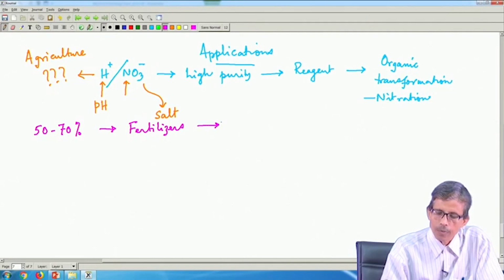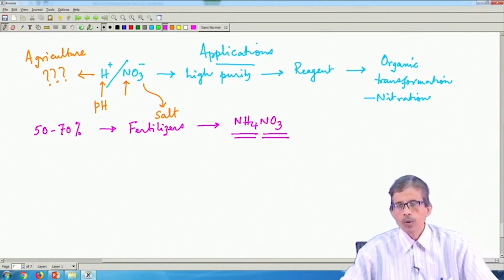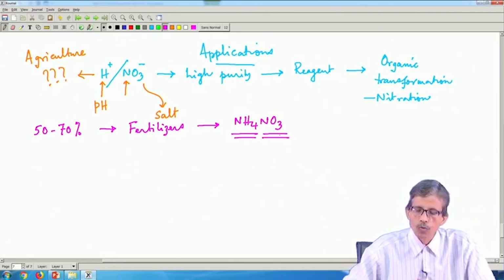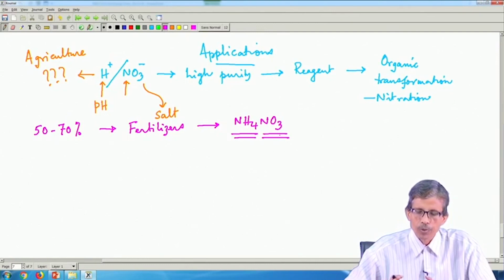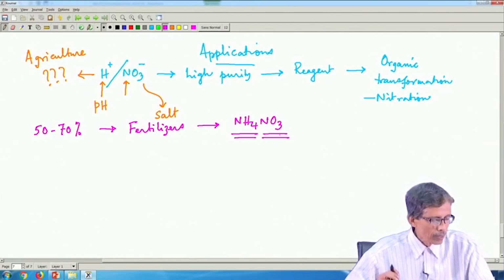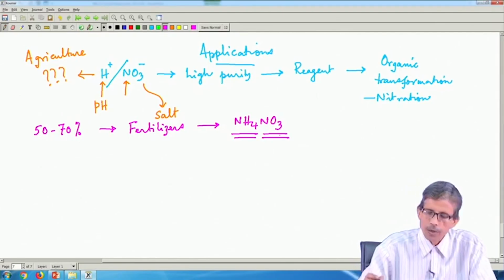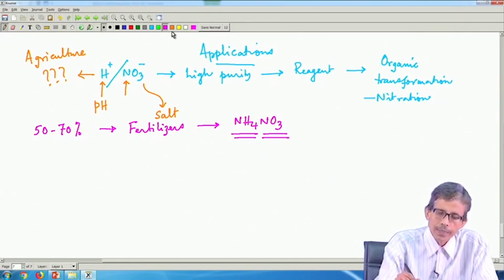What is that fertilizer? The most important fertilizer would be the ammonium salt, because the cationic part is the reducing one and the anionic part, the nitrate, is the oxidizing agent. So, they can go for all sorts of reactions. This ammonium ion as well as the nitrate ion can give you the incorporation of nitrogen as a food material for the plant, so this is used as a fertilizer.